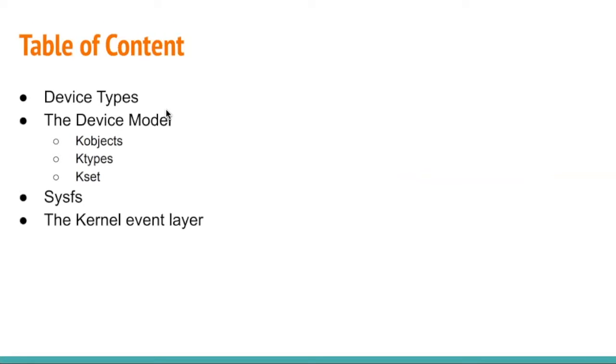Then we will go through the device model. Basically, the device model consists of these three structures. We will understand each of them. And at the end, we will discuss sysfs and the kernel event layer.